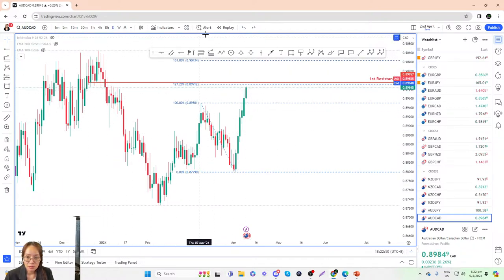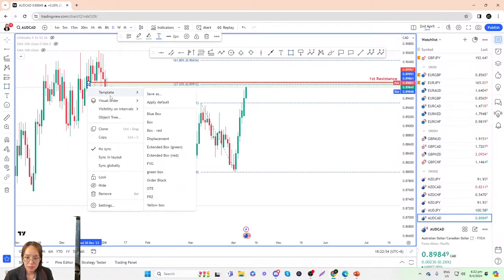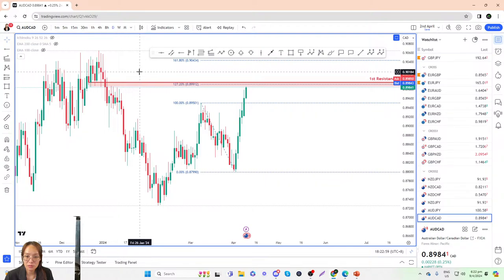Okay, now it's approaching your extension. This is your resistance zone. Okay, your resistance zone is here. Wait, AUDCD. Okay, correct one.